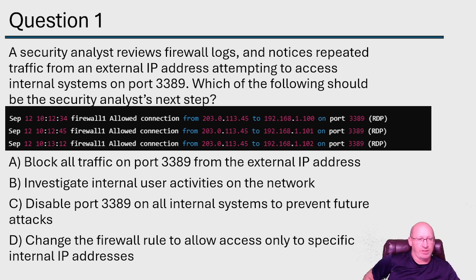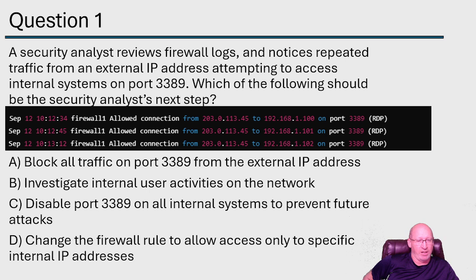A security analyst reviews firewall logs and notices repeated traffic from an external IP address attempting to access internal systems on 3389. Which of the following should be the analyst's next step? Well, let's start with D. Change the firewall rule to allow access only to specific internal IP addresses. We could do that. That is a possibility. It's definitely not the best thing that I would do, so I'm going to put that one off to the side as a maybe. I don't think it's going to be our best answer, though.